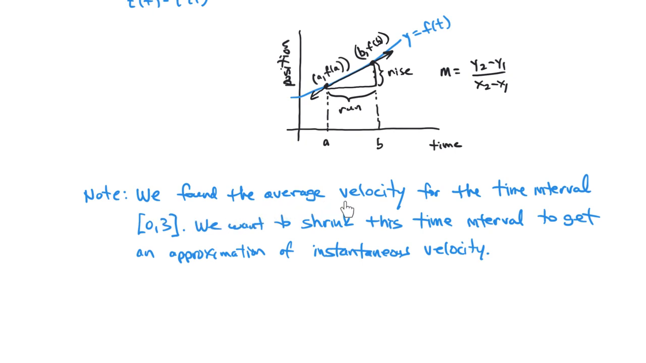We found the average velocity for the time interval from 0 to 3 seconds. Okay, but that was an average velocity. What we really want to do is shrink this time interval. So instead of from 0 to 3 seconds, maybe from 2.99 seconds to 3 seconds, or maybe from 3 seconds to 3.01 seconds. But we want this gap to be much tinier so that we can get an approximation of instantaneous velocity.